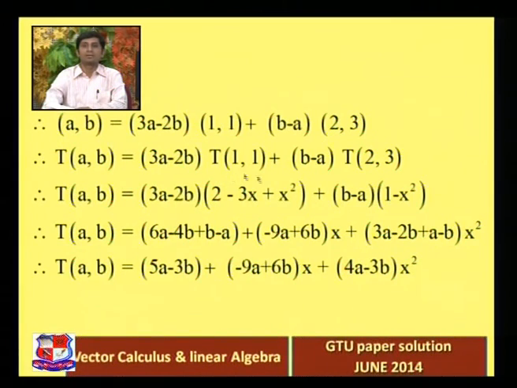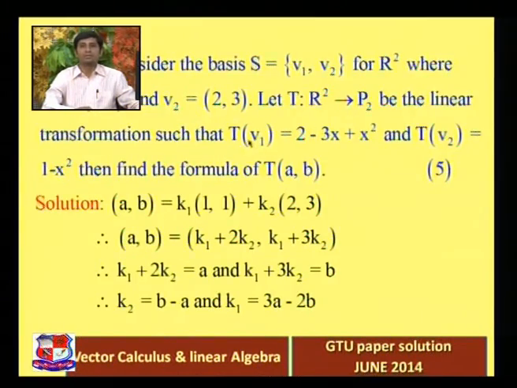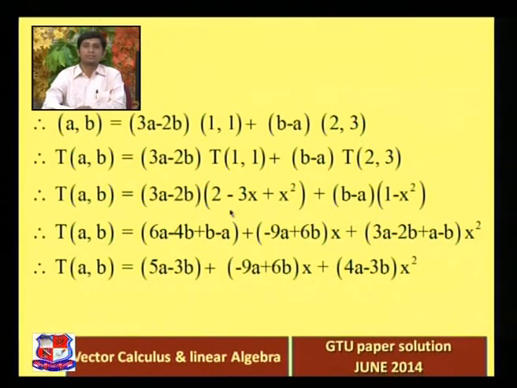Now T of (1,1) and T of (2,3) are already given in the example. You can see the value of T of (1,1) is 2 minus 3x plus x square, and T of (2,3) is 1 minus x square. Okay, so that is already given in the example. That's why we are using here T of (1,1) as 2 minus 3x plus x square, and T of (2,3) as 1 minus x square. All other values are the same.